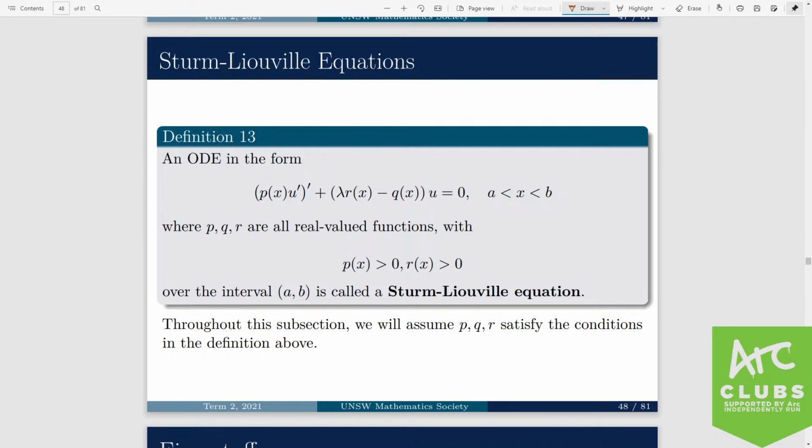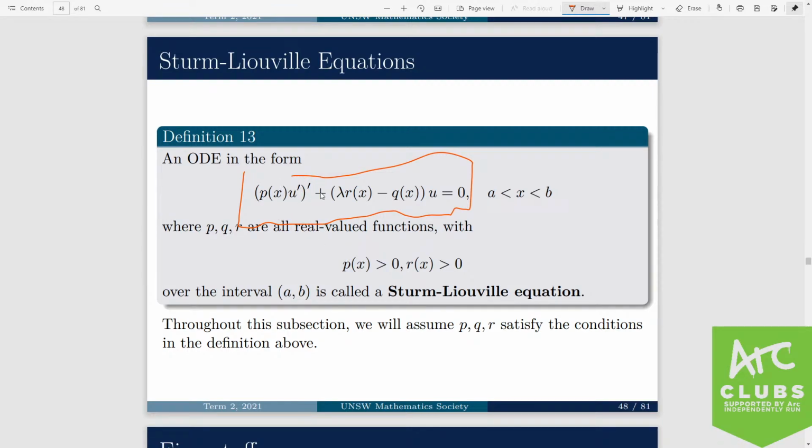So continuing on, we have Sturm-Liouville equations. That refers to any equation that is written in this form. So any equation that can be rewritten in this form is called a Sturm-Liouville equation. And basically that's all it is.